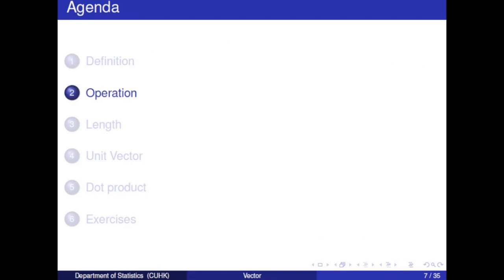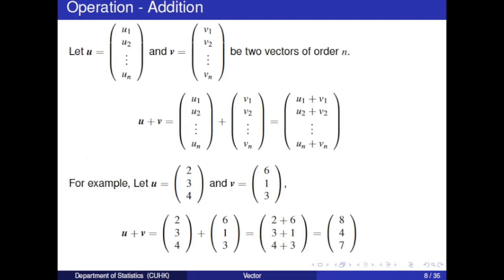Operation of vector. We are going to add up 2 vectors. Let u and v be 2 vectors of order n. Please note that the order of the vectors must be the same. The sum of u and v is equal to a new vector, where its elements are the sum of corresponding elements of u and v. Here is an example.